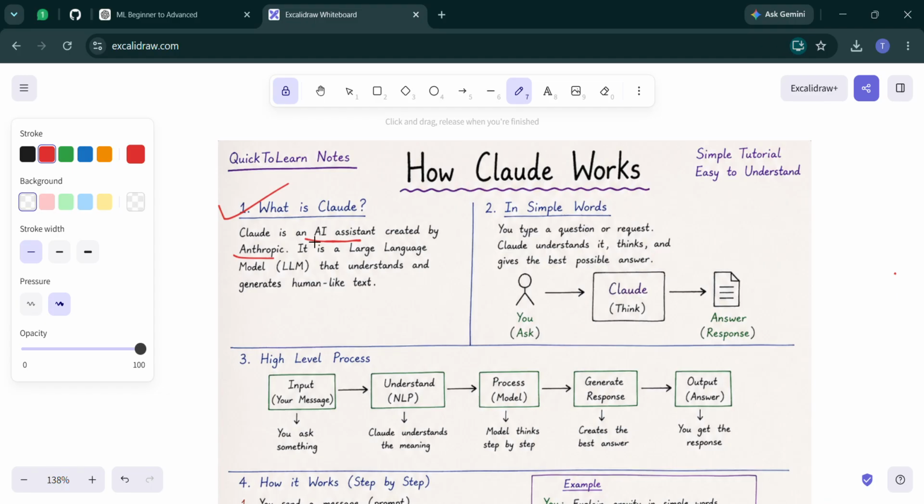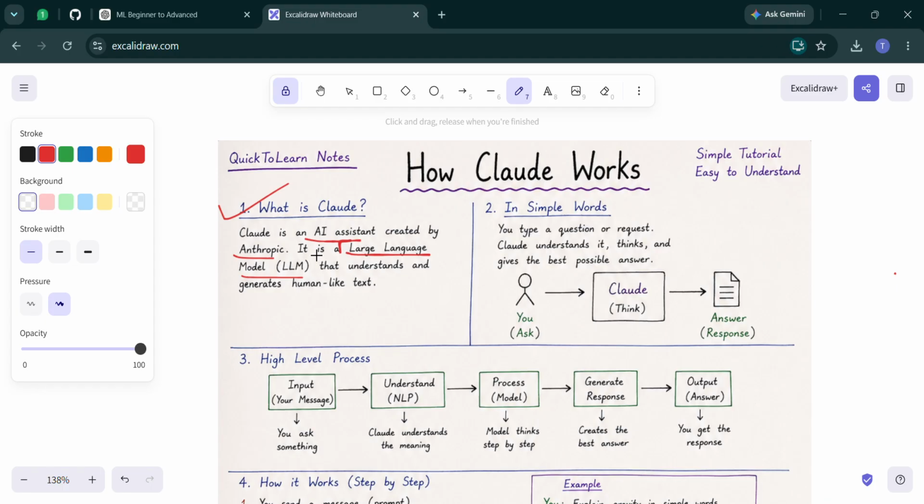Claude is a large language model. I will explain what a large language model is and how we can use it in upcoming videos. That simply means it has learned from a huge amount of data. In simple terms, a large language model is a model that has learned from a huge amount of text, like books, articles, websites and documents.